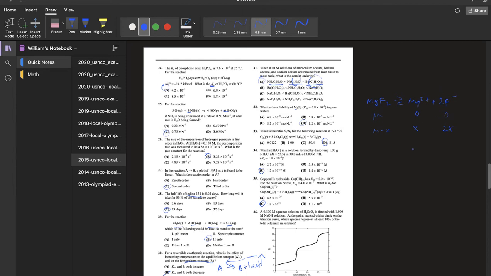So if you're looking for Ksp, you would do x times (2x) squared, so that would be x times this, which is 4x cubed. So we can say 4x cubed is equal to 6.8 times 10 to the negative 9th. Then if we solve for x, we'll get 1.2 times 10 to the negative 3rd.